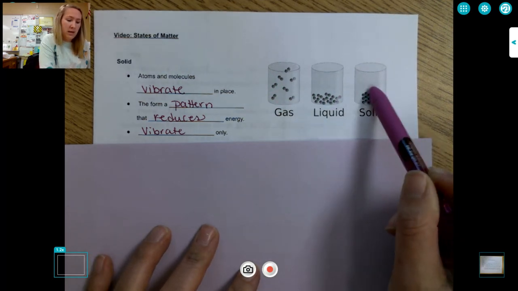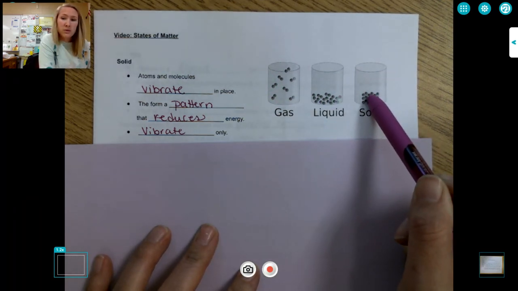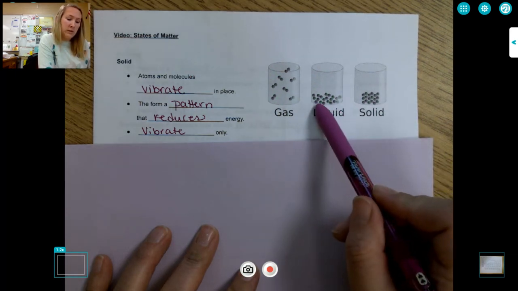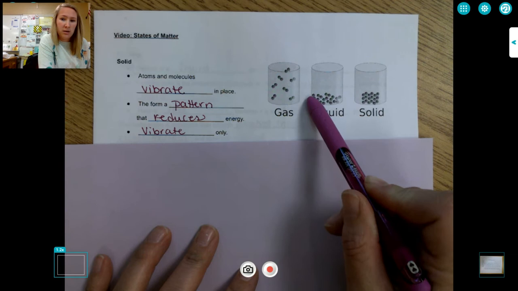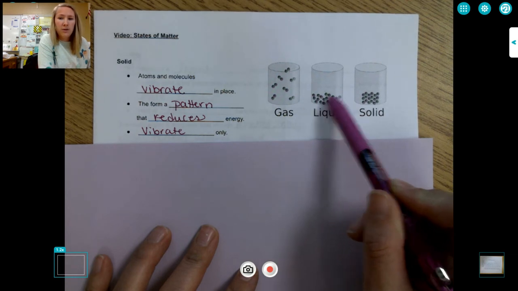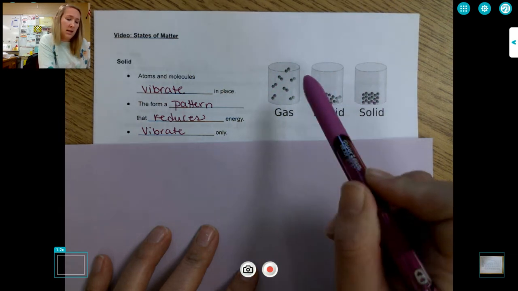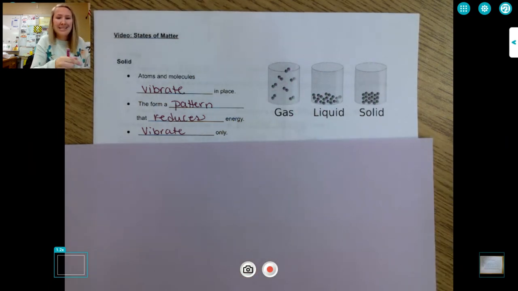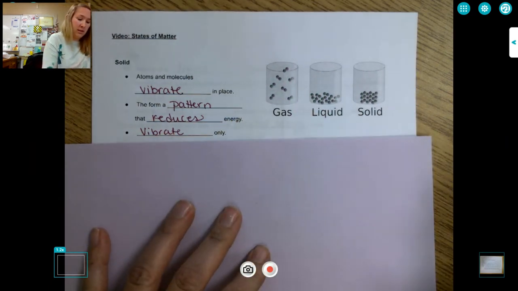We can see our solid particles represented by being close together in a uniform shape. Our liquid particles have spread out to take the shape of our container, and they are further apart than our solid particles. And then our gas particles have spread out completely. They have an indefinite shape and take up the entire container.